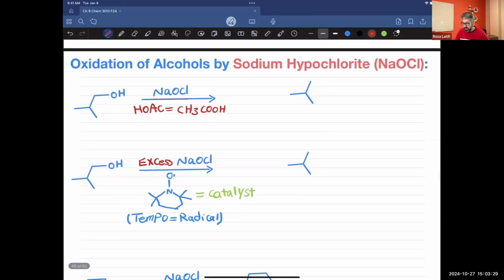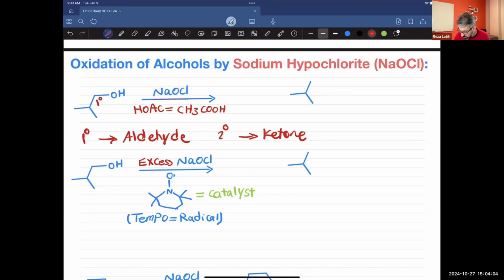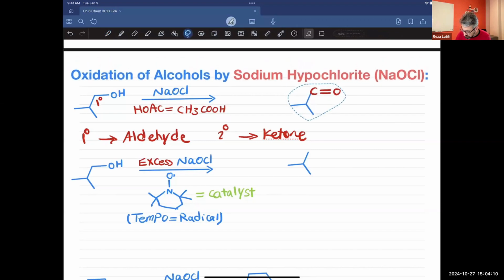Another mild oxidizing agent will be sodium hypochlorite. And sodium hypochlorite depends on the situation. It can be a mild or harsh oxidizing agent. And one mild condition is when you are using acetic acid plus the sodium hypochlorite. And so what will happen here? The primary, it will turn to aldehyde, and the secondary, it will turn to ketone. And in this case, because we have a primary, this one is simply going to turn to aldehyde.